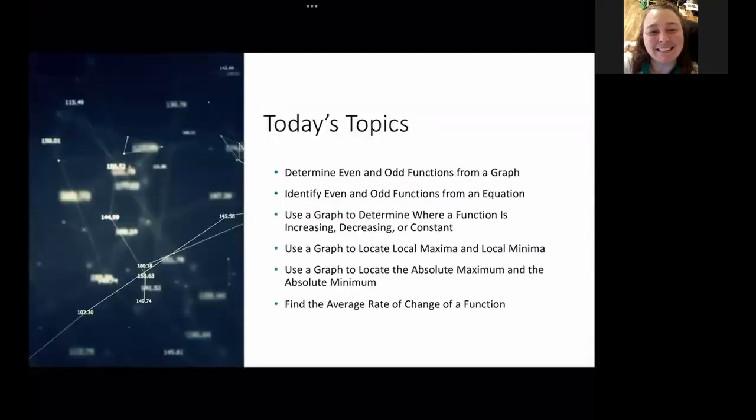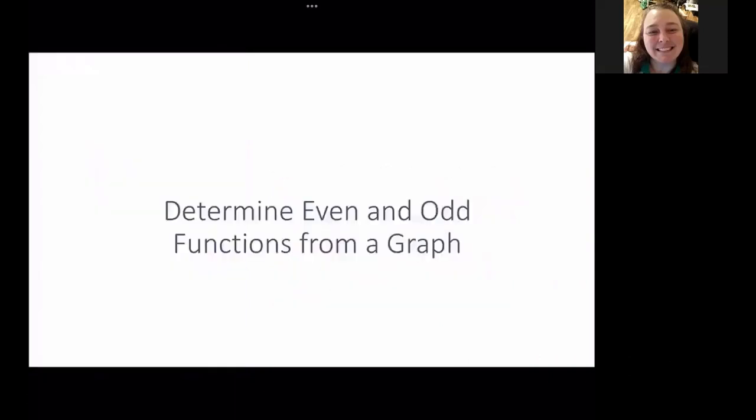We're going to determine whether a function is even or odd just by looking at it on a graph. And then we're going to be able to do the same thing by looking at just the equation. We're going to use graphs to determine where a function is increasing, decreasing, where it's constant, and how to find the local max and min. We're going to be able to locate an absolute max and min as well as a local max and min. And then we're going to wrap up today by finding the average rate of change of a function.